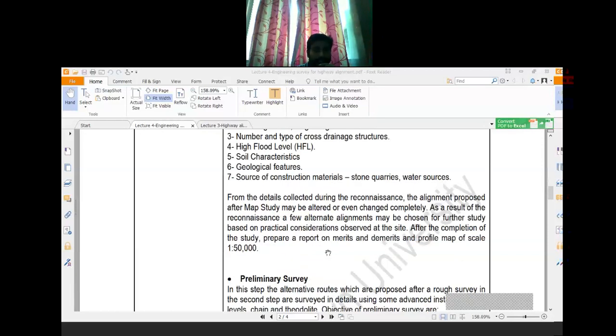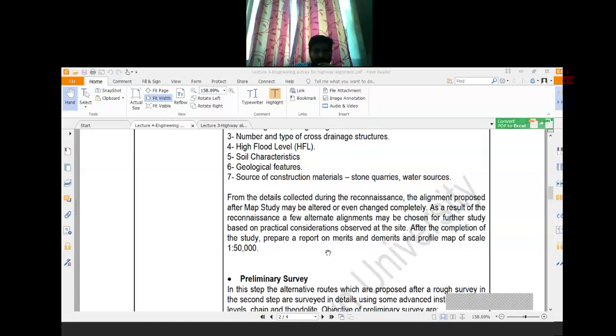Now, from the details collected during the reconnaissance survey, the alignment proposed after map study may be altered or even changed completely. As a result of the reconnaissance, a few alternate alignments may be chosen for further study based on practical considerations. So as I discussed, from the map study, whatever alternative routes you have found, you have to minimize the number of alternative routes in the reconnaissance survey.